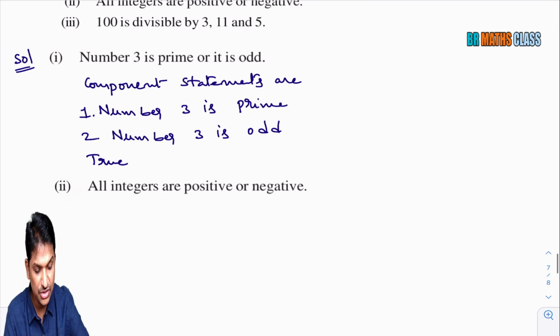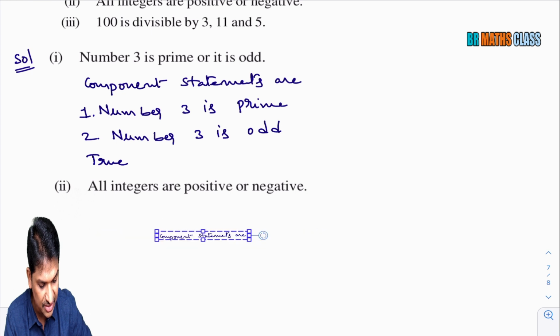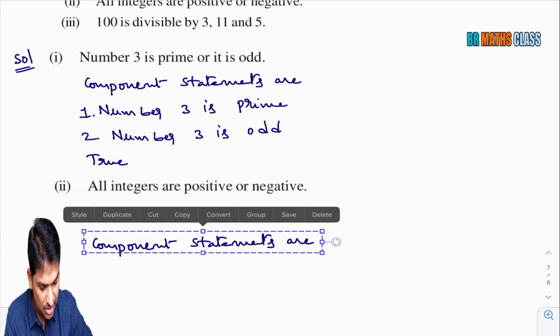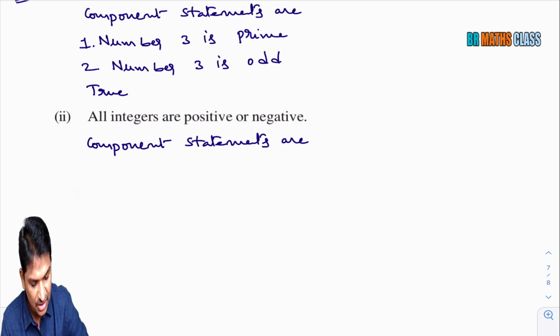All integers are positive or negative. I want to write the component statements first. So I'll write component statements are for this. What are the component statements for this? All integers are positive.